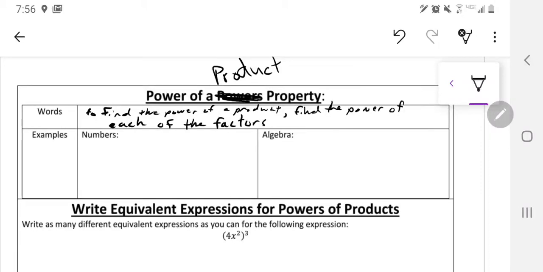All right, guys, it is time for part 2 of lesson 4, powers of monomials. And part 2 is going to focus on power of a product. Yeah, I made a typo there.